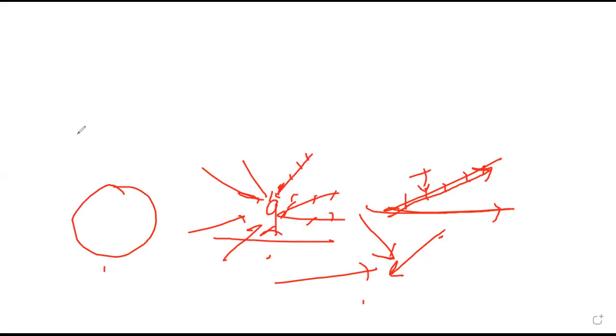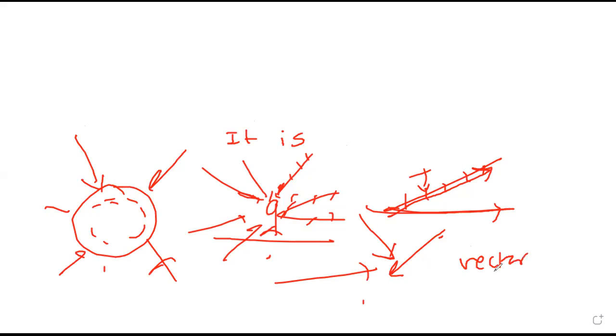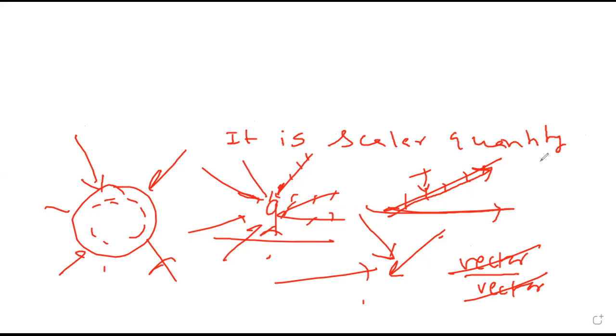Suppose this is a spherical body. If I apply pressure, then it will reduce its volume from all sides. That means pressure is which quantity? Scalar quantity. Thrust is which quantity? Vector quantity. And area is which quantity? Vector. Generally we make the mistake that thrust is a vector, therefore pressure is a vector, but it is vector upon vector, therefore it is a scalar quantity.